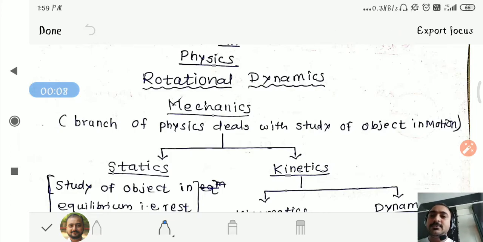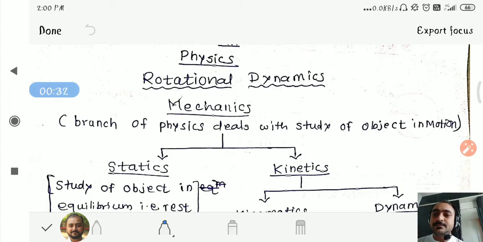Okay, we have to start with chapter number 1 from standard 12, that is rotational dynamics. So friends, first thing, what is rotational dynamics? Remember carefully, this chapter is the combination of circular motion and rotational motion, as from the previous syllabus.